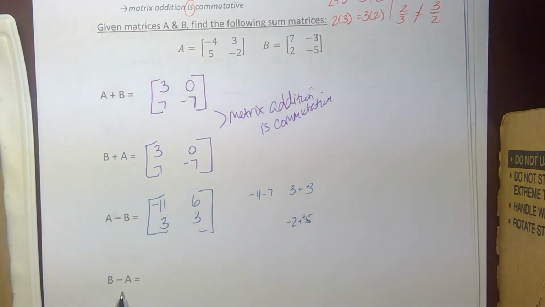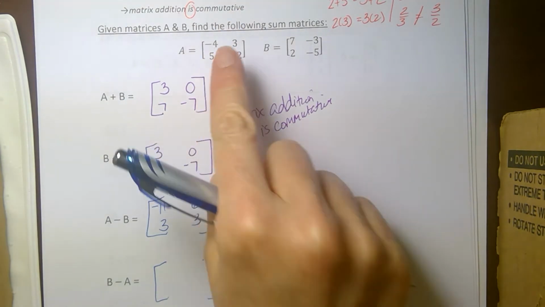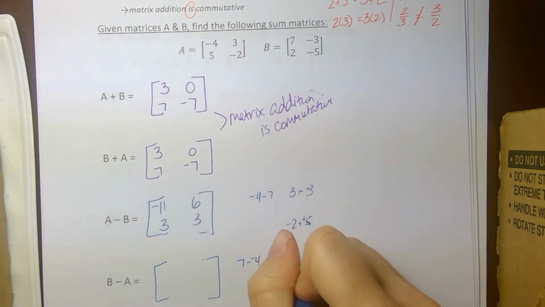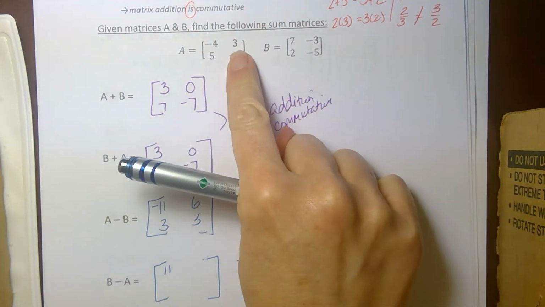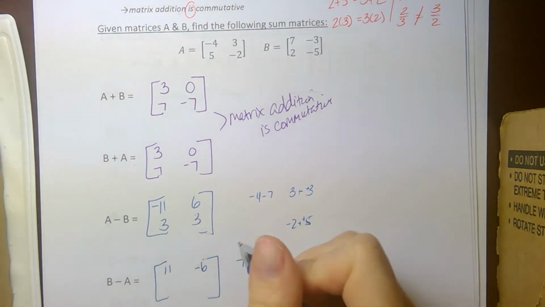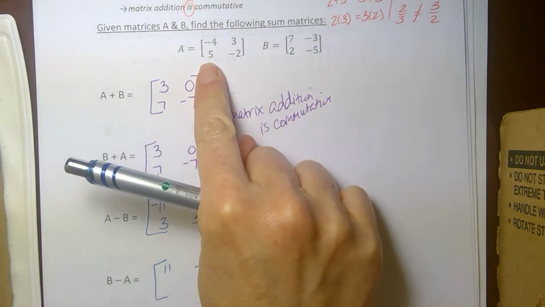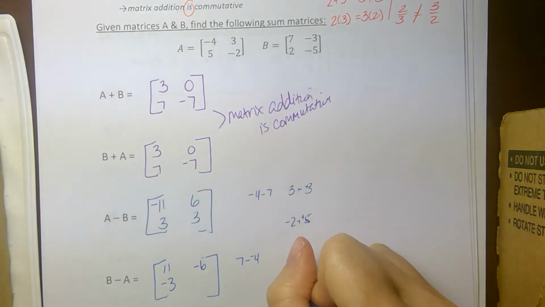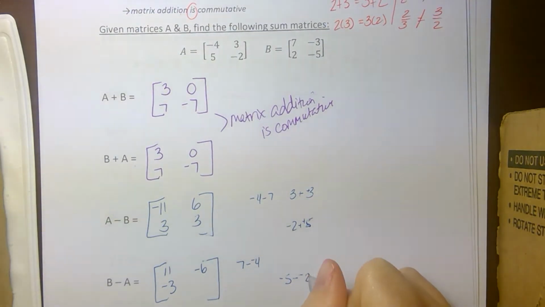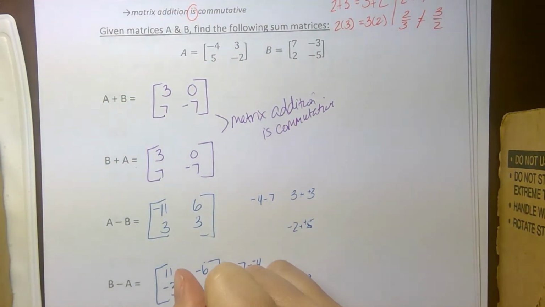Do we think that A minus B and B minus A will be the same? I don't expect so, but let's look and see. So with B minus A, I'm starting with B, and then I'm changing the sign on the elements in A when I subtract it. So 7 minus a -4 becomes 7 plus 4, which is 11. -3 minus 3 is -6. 2 minus 5 is -3. -5 minus -2 is the same thing as -5 plus 2, which is a -3.